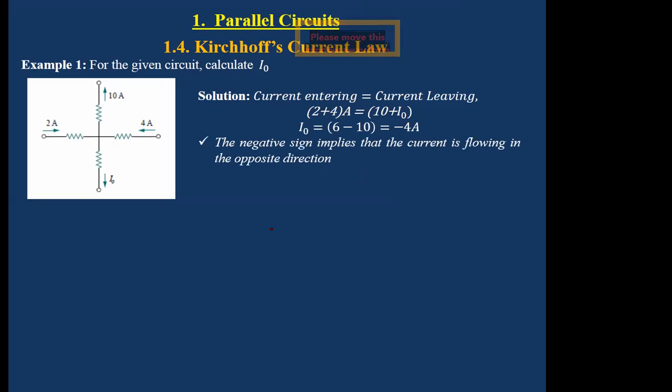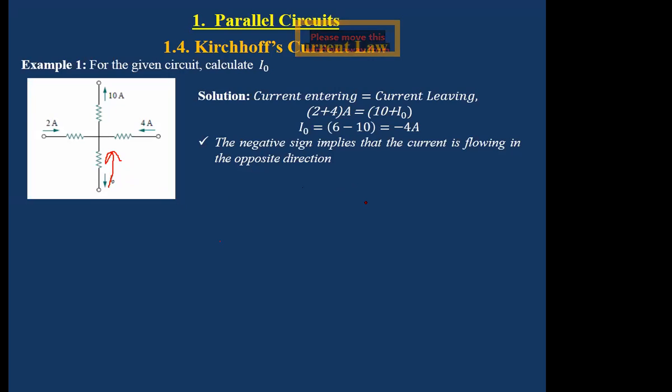It implies that the current is actually flowing in an opposite direction. Remember when we talked about currents in the first lecture, we said current is a vector quantity. It has both magnitude and direction. So if you say I0 is equal to minus 4 amps, we are saying in actual fact, I0 is entering the node. That's the implication of a negative sign when you calculate your current.